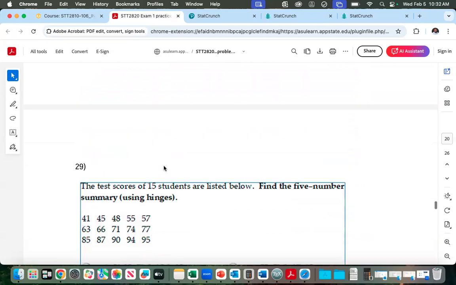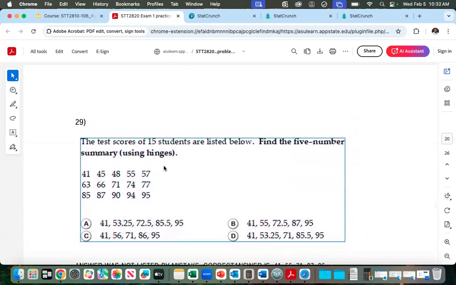Let's get to 29. 29, we are told that these are the test scores of 15 students. You are asked to find the 5-number summary. So what are the 5-number summary? Who can help us? The 5-number summary in order.